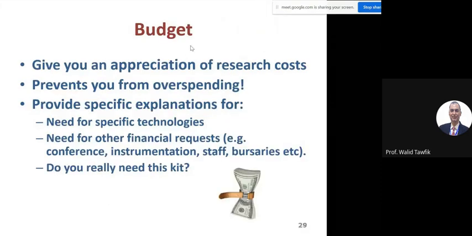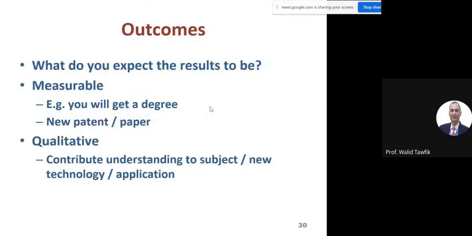And at the end, you will put the budget of your proposal, which gives appreciation of the research costs, prevents overspending, provides specific explanations, needs for specific technology, needs for other financial requests, or if you need some kind of kits or measurements or whatever. So we will collect all of this, add all of this together to calculate your budget.